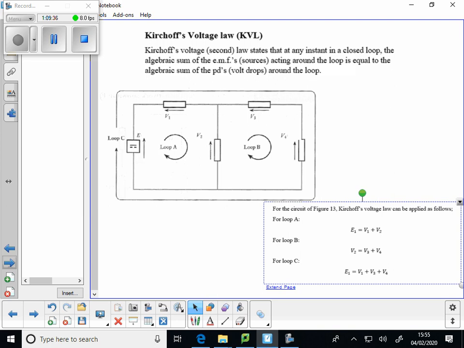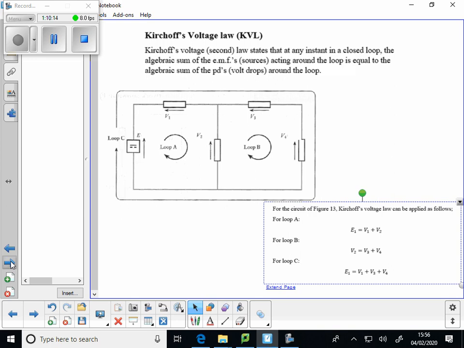Different from the currents because it's this any loop thing. Yeah. If we look at a circuit like this, there is Kirchhoff's voltage law. The second law states that at any instant in a closed loop, so one single loop, any loop where you've got a complete circle, doesn't have to have a battery or a source in it, they'll all comply. The algebraic sum of the EMFs or sources acting around the loop is equal to the volt drops.